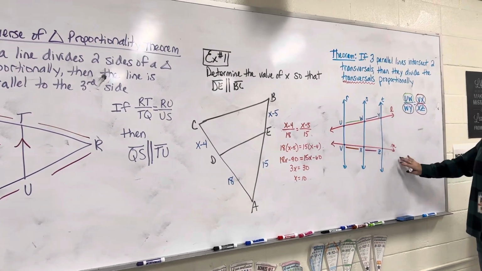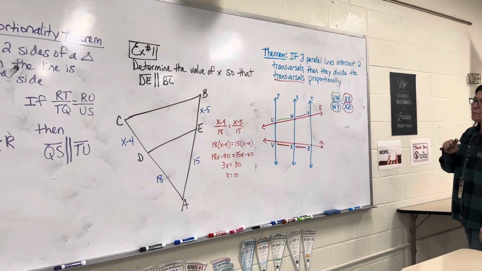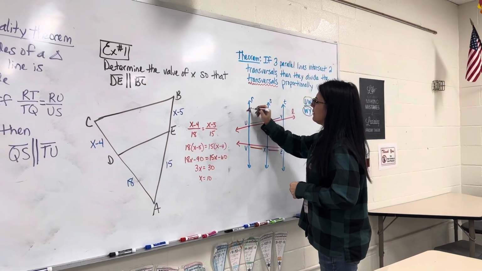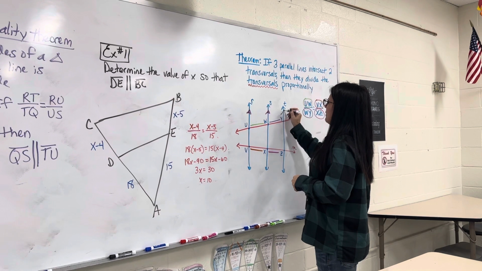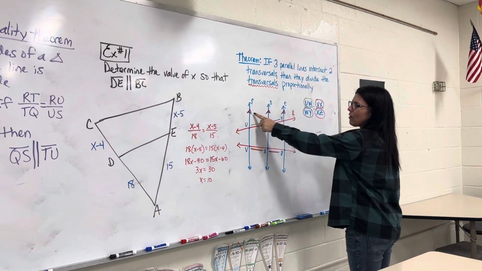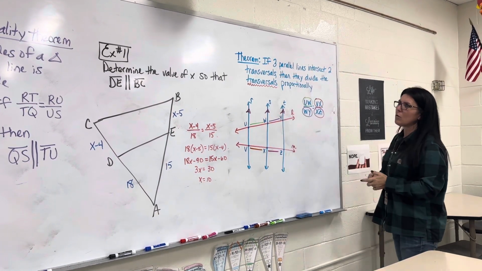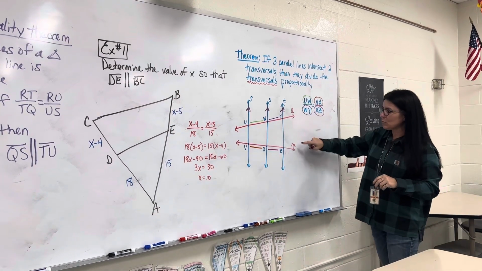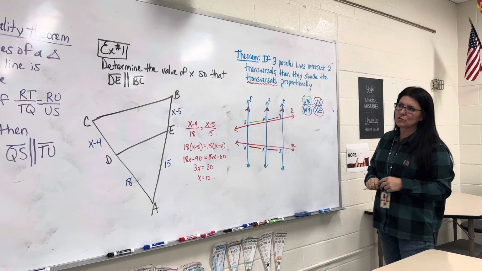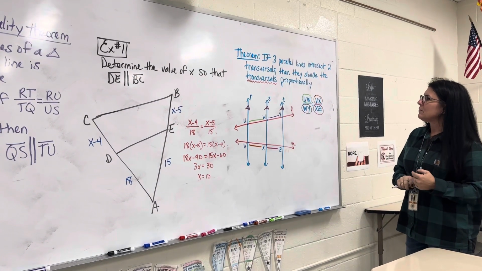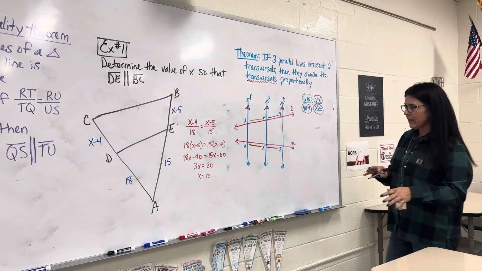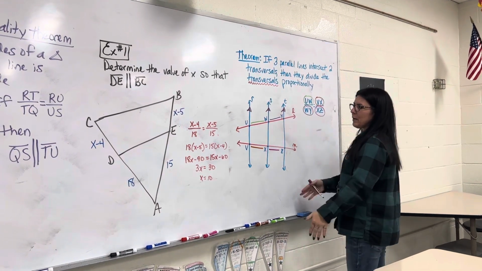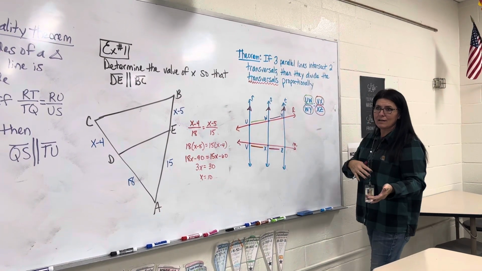The next theorem, if we have three parallel lines, and I'm going to add this in here. We have three parallel lines. In this case, we have R, S, and T are all parallel. And they intersect two transversals. These red lines, L and M, are the transversals. Then they divide the transversals proportionally. This has a lot going on here. Concentrate on the parallel lines doing the cutting.